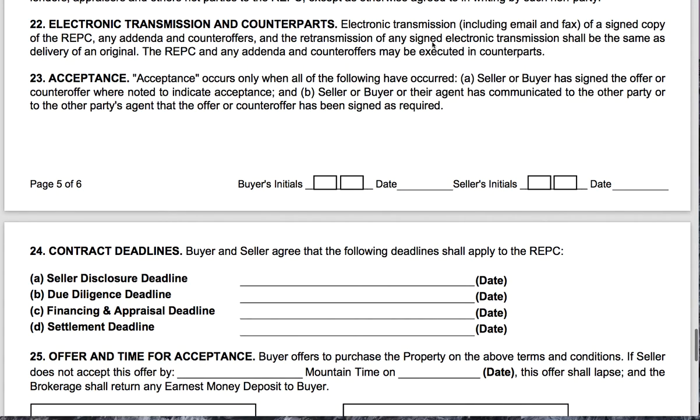Electronic transmission and counterparts: we're agreeing that we can sign this via email, fax, or anything that we need to do electronically with it, and we can also do them in counterparts.